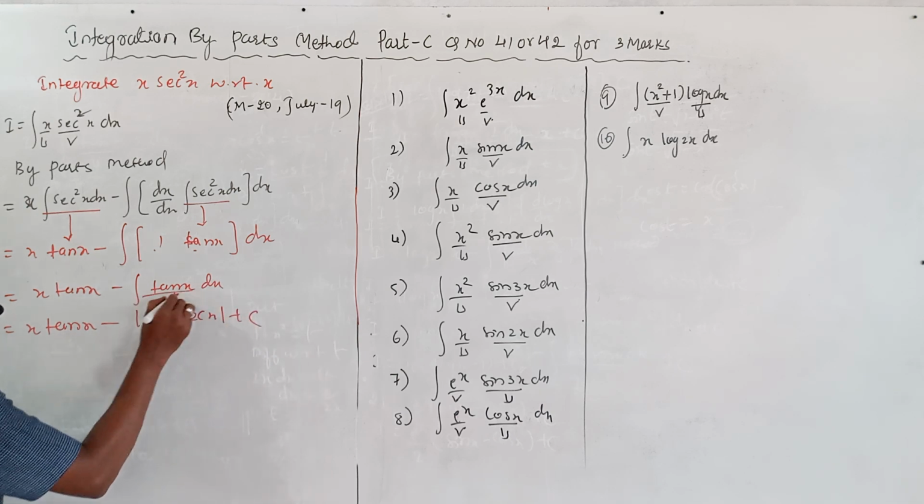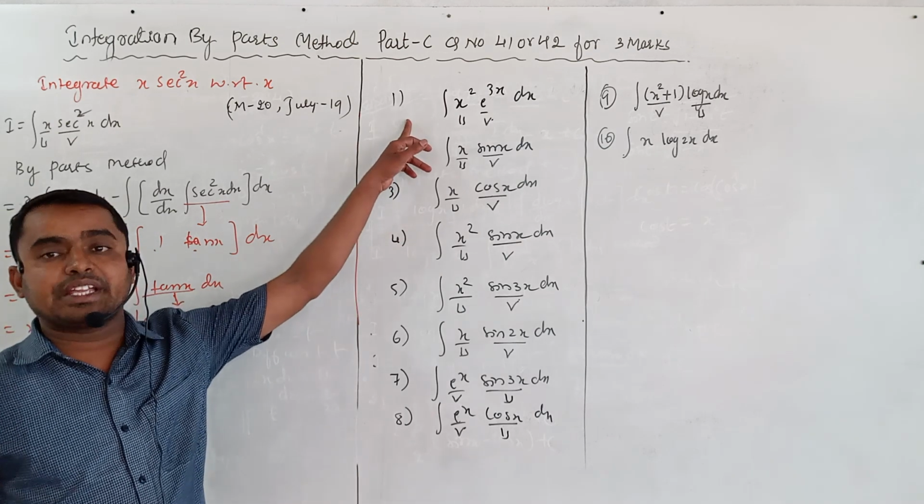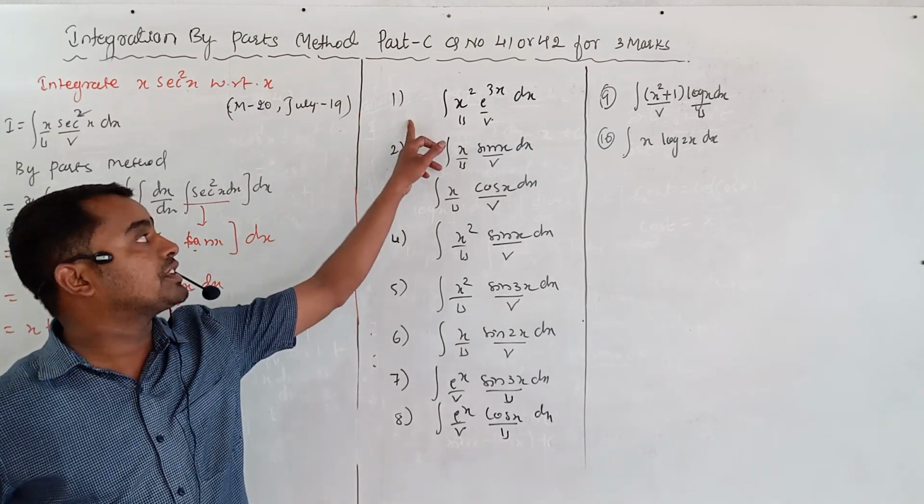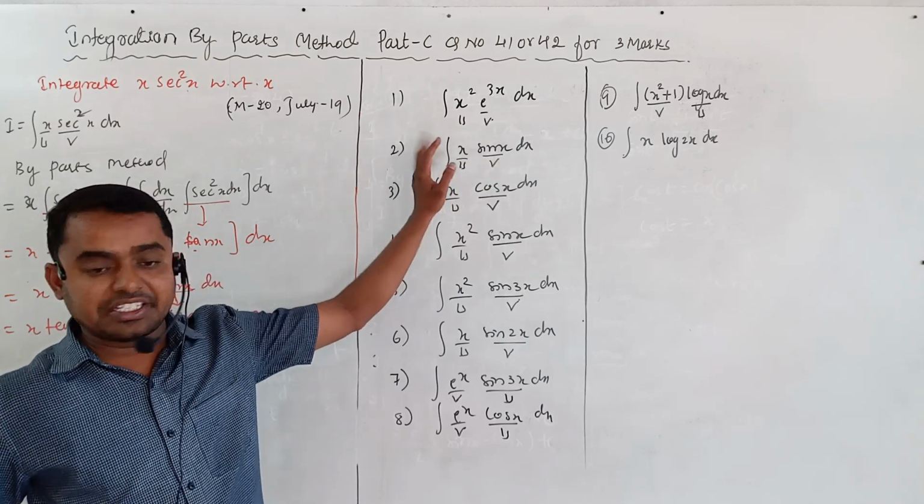So integration of tan x is this one. So this is the final answer. And the next, extra problems, you have to practice these problems that I have given for your practice purpose. So u and v is also mentioned here in this problem.